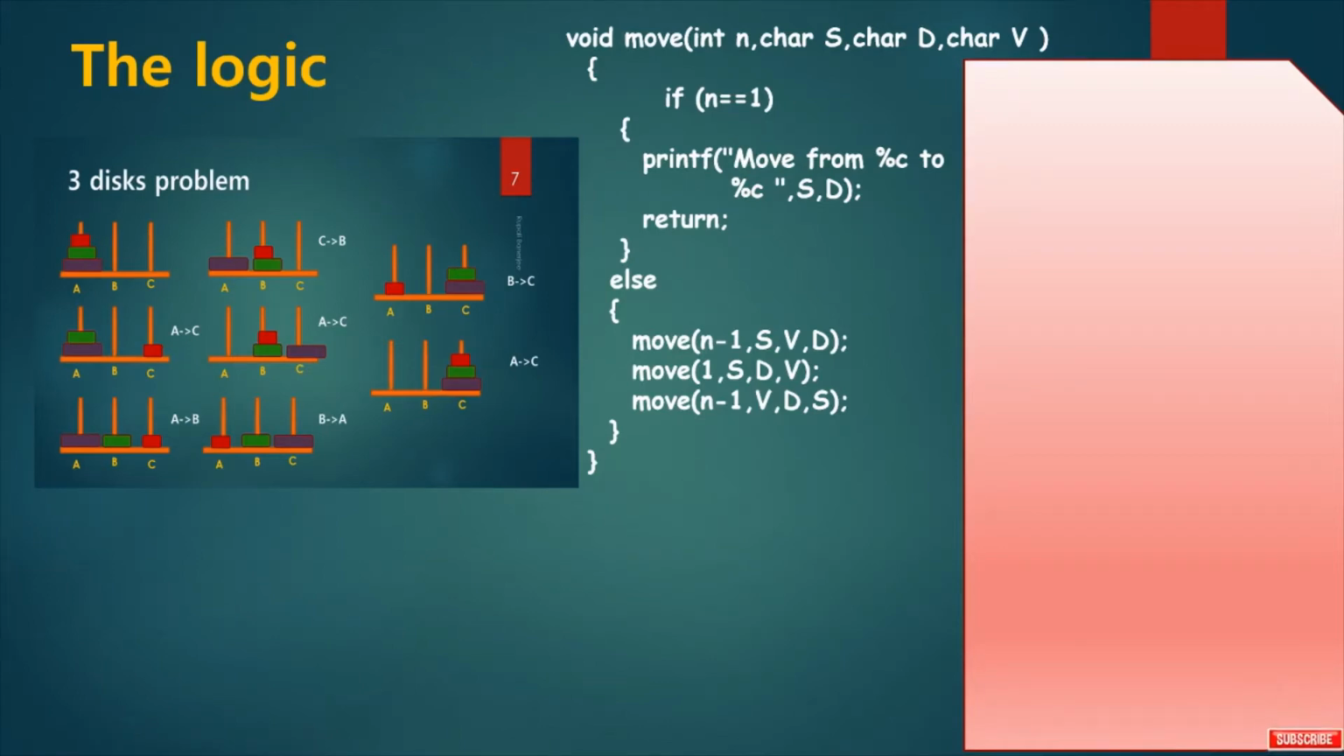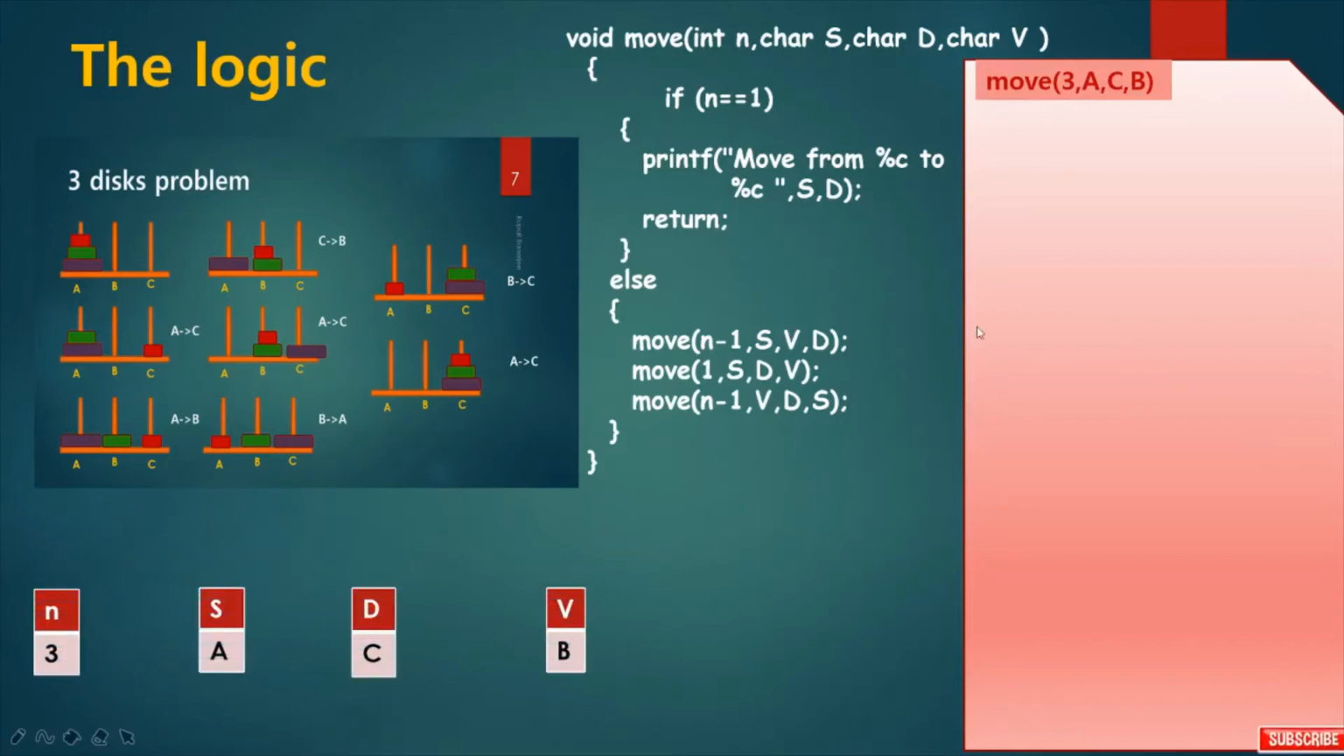First time when I call the move function, I have to pass n, s, d, v. So what is n? n is 3, the total number of disks. What is s? S is the source tower, that is A. What is d? D is the destination tower, that is C. And what is v? V is the auxiliary tower, that is B. Now see, if n equals 1, is n 1? No, n is 3. So come here, move n minus 1, s, v, d. Again call this function by passing the values n minus 1, s, v, d.